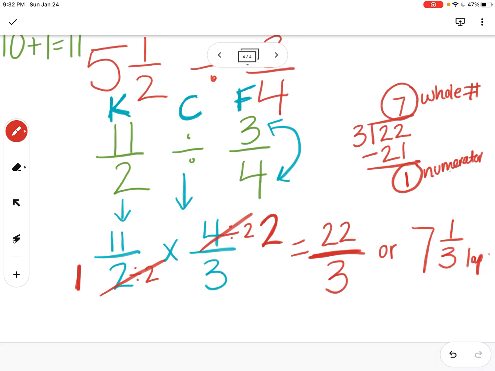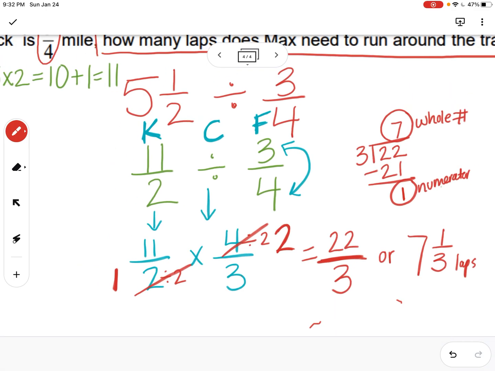We would have to run 7 and 1/3 laps in order to get to that 5.5 miles. All right, hopefully this helped you understand how to complete this problem.